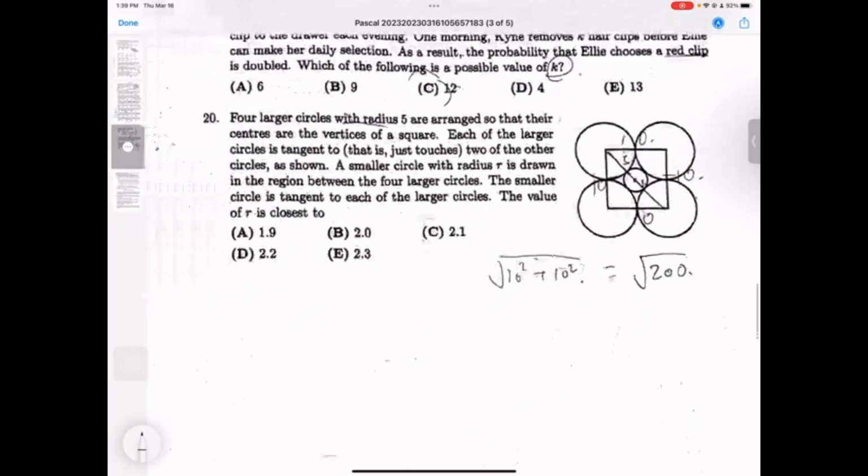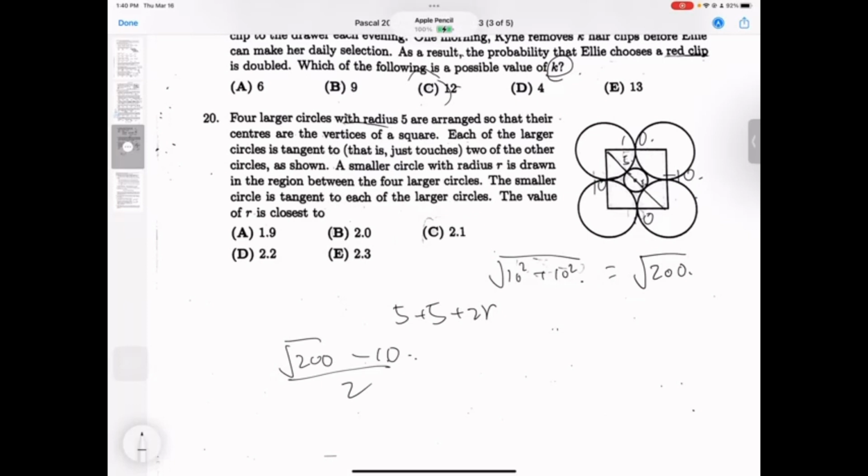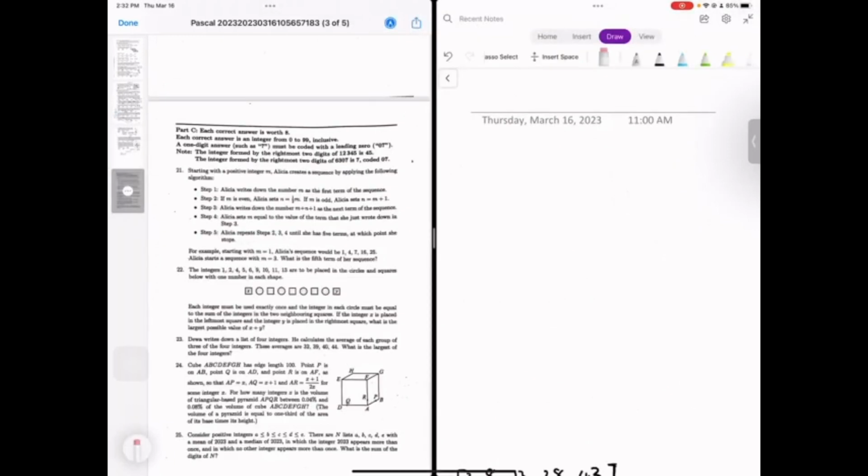And then we know that this diagonal is composed of 5 plus 5, and 2r. So in order to find the value of r, we basically need to subtract the 10 from the square root of 200, and then divide it by 2, because that's the value of 2r. Then we can just plug the numbers into the calculator, and that should be 2.1. Question 21.